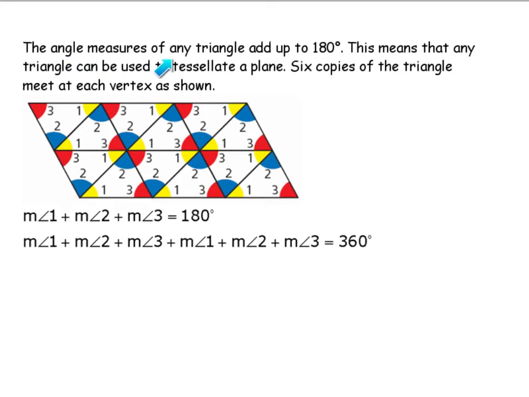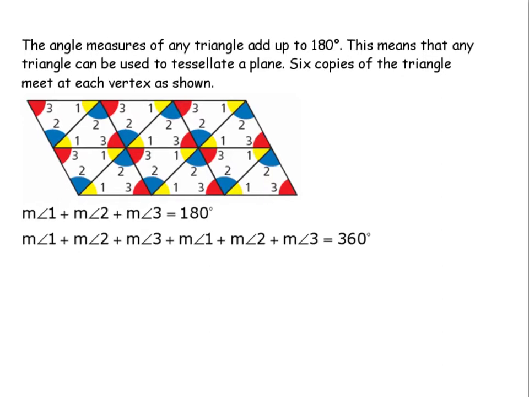All right, the angle measures of a triangle add to equal 180, right? So this means any triangle can be used to tessellate, but 6 copies of the triangle have to meet at each vertex. Okay, so you're going to have 2 blues, 2 yellows, and 2 reds meeting at each vertex. In order to add to equal the 180, you have to double them to equal the 360.